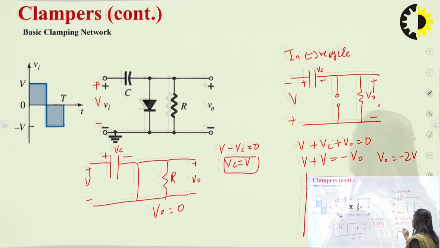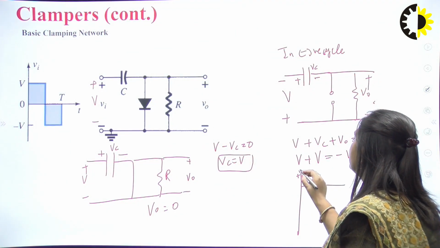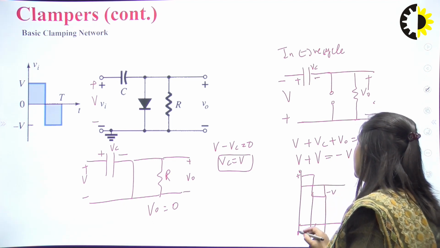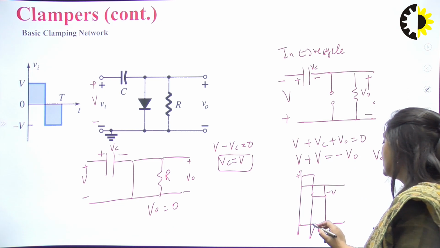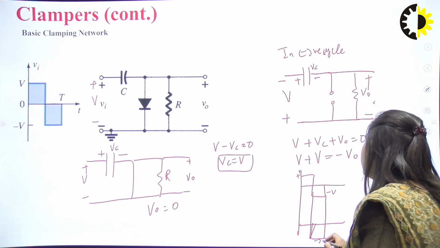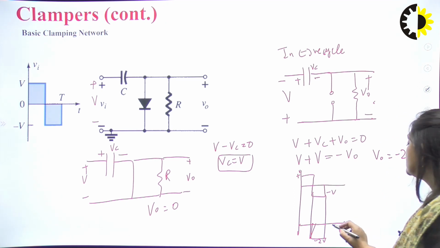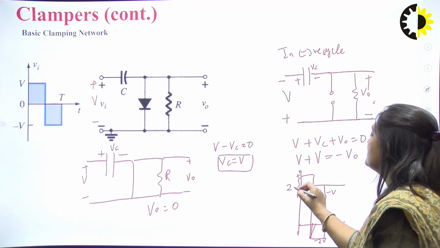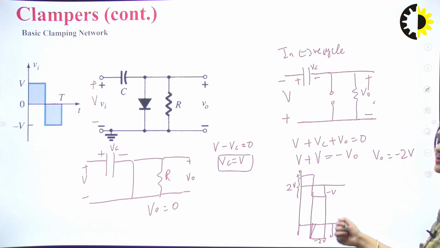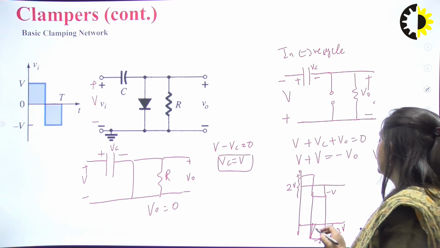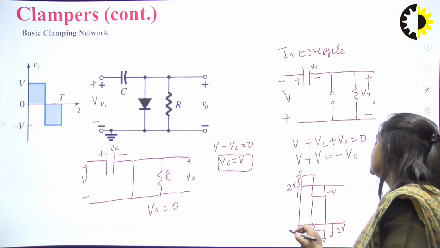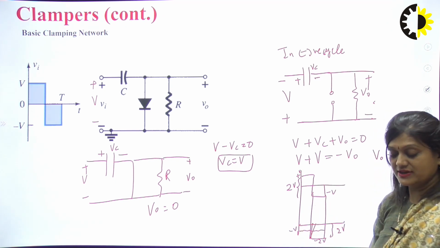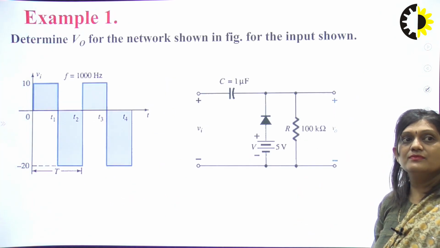This is our input waveform, plus V, minus V. So output waveform would be in this way. For positive half it will be 0, and for negative half it will be minus 2V. So we can see total swing is here 2V. And in input case total swing was also 2 volts, and in output signal also total swing is 2 volts. And here the DC level has been shifted to minus V volt. So this is the negative clamping, because DC level has been shifted to the negative side.